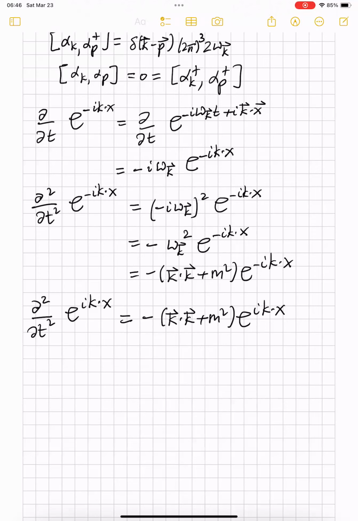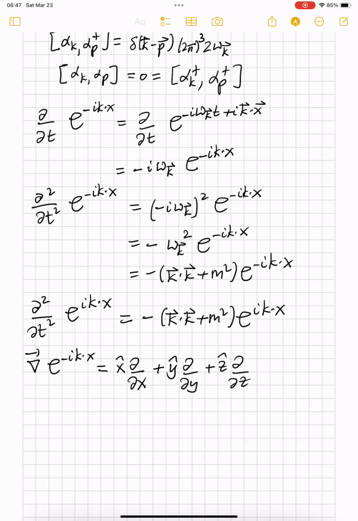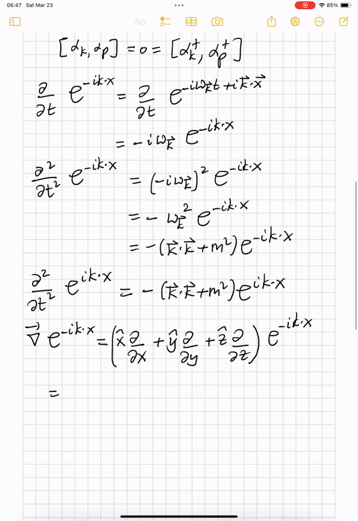Now, let's calculate what is nabla acting on e to the minus i k dot x. Remember what nabla is? There is an x hat d/dx plus y hat d/dy plus z hat d/dz. And this will act on e to the minus i k dot x. Okay, so we'll have an x hat.